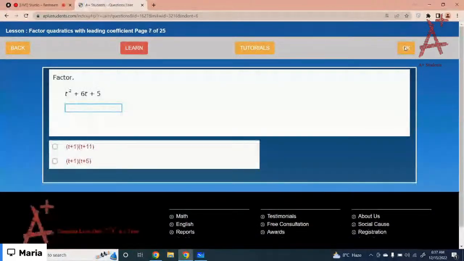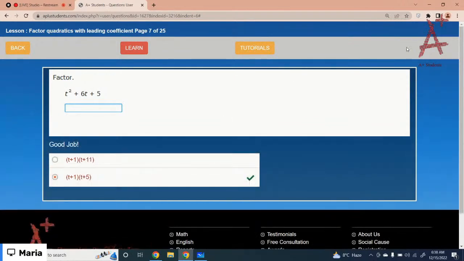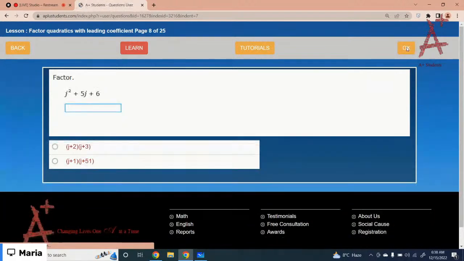Okay. T square plus 6t plus 5. So which of the options is the correct one? The first one, the second one? The second option is the correct one. Got it? When you add 5 plus 1, it makes 6. And when you multiply them, 5 times 1 is 5. So the second option is the correct one. So select the correct option, then click on the OK button.